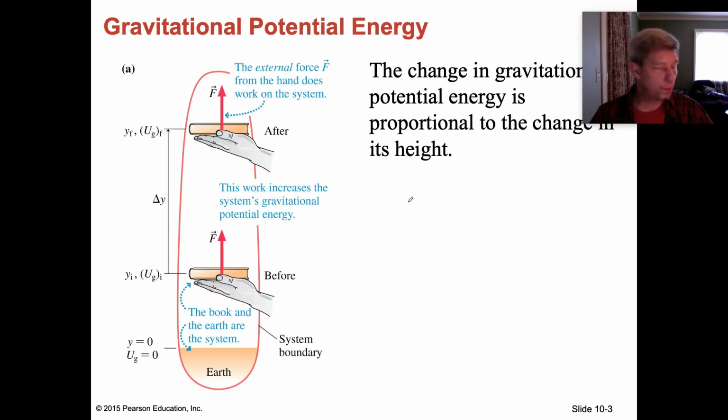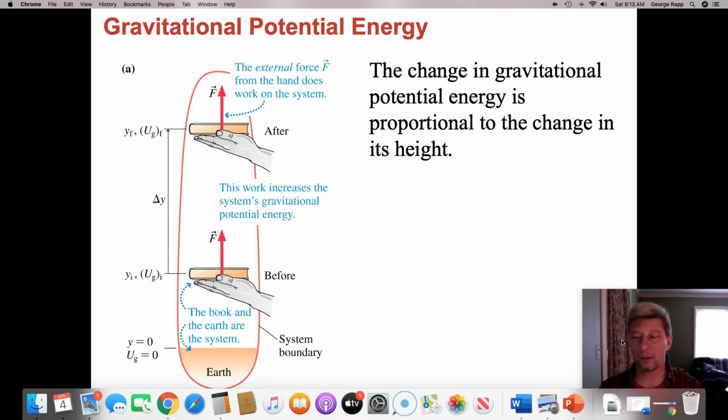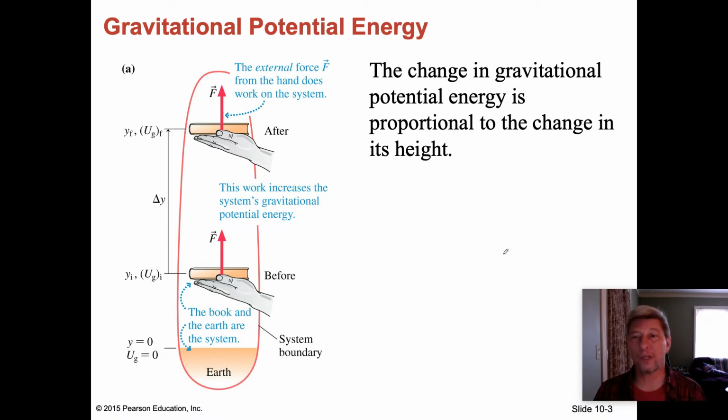So let's start with the idea of gravitational potential energy. The change in gravitational potential energy is based on how high you lift an object. An object's mass remains constant, the acceleration of gravity remains constant, but the height of the object above the ground is what gives it gravitational potential energy.